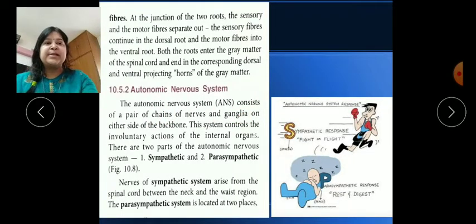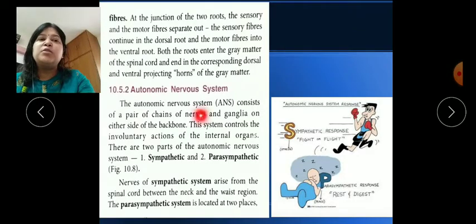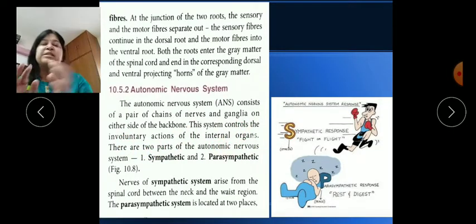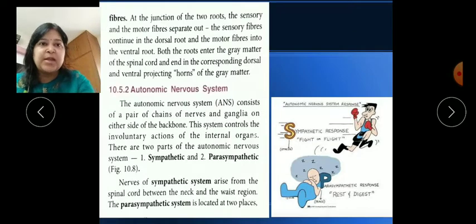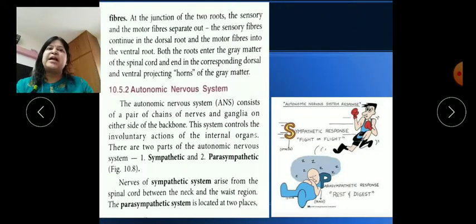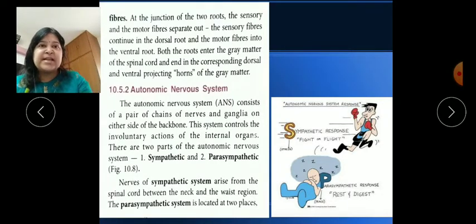Here I am just reading for you, just have a look. The autonomic nervous system consists of a pair of chains of nerves and ganglia on either side of the backbone. As I said, they are present on the gray matter side. This system controls the involuntary actions. This is the main important point: this system controls all the involuntary actions like heartbeat, respiration rate, breathing rate, okay, and as I told you, internal alimentary canal organ movement, peristaltic movement, and salivation also.